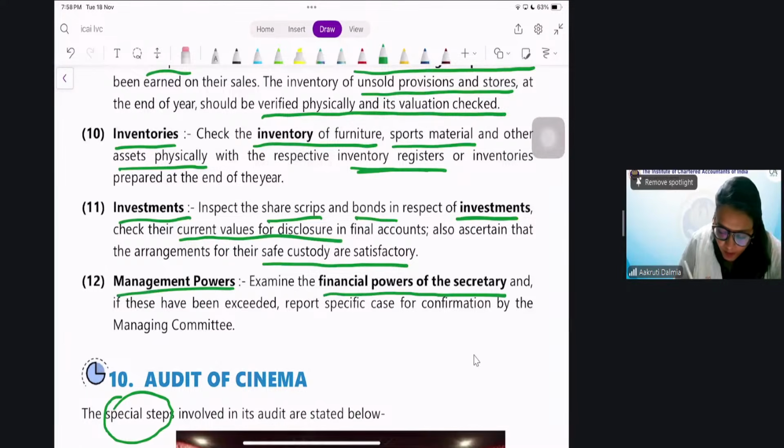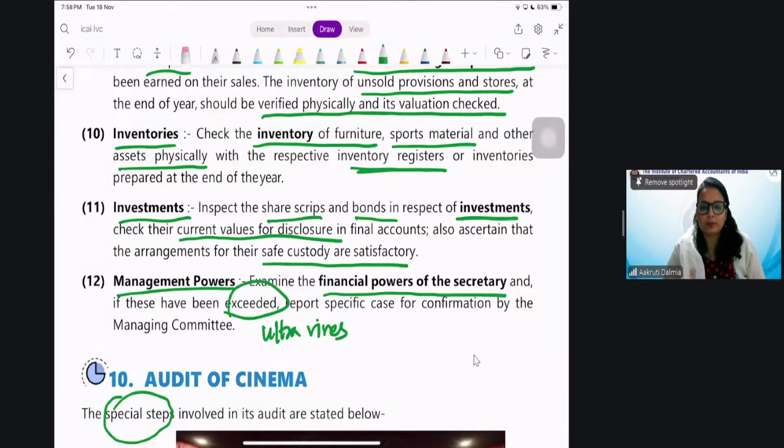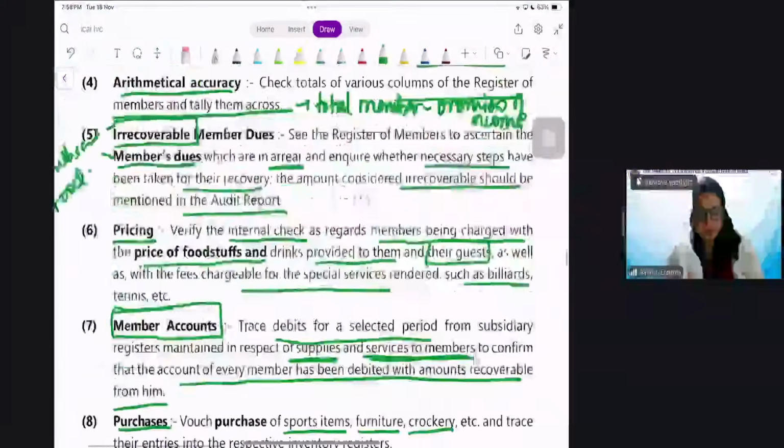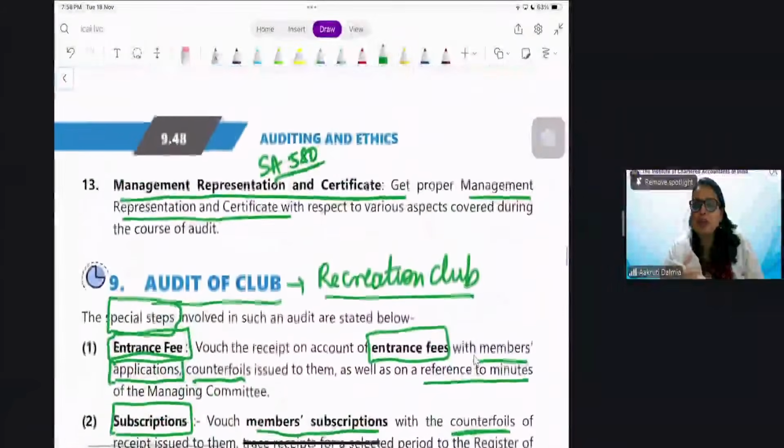Examine financial powers of the secretary. If they have violated, this is called ultra vires. Any cases of ultra vires use. So this is how it is if you read from the book.